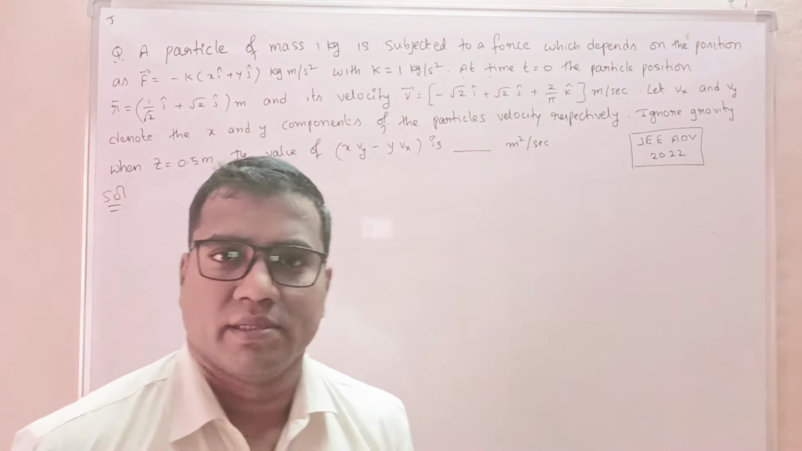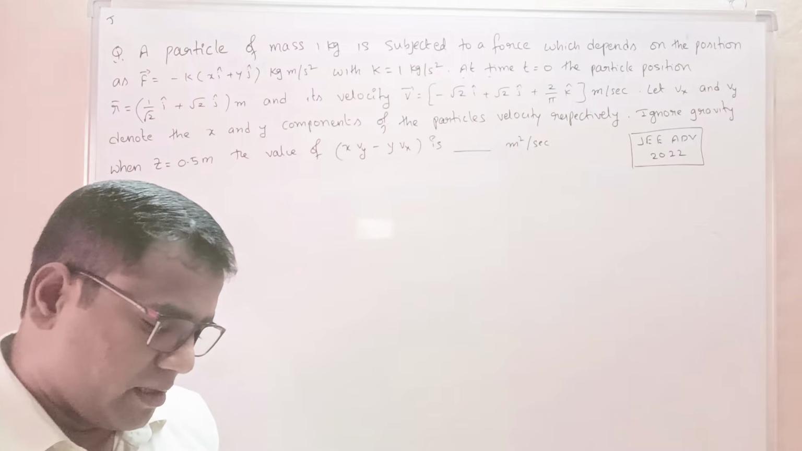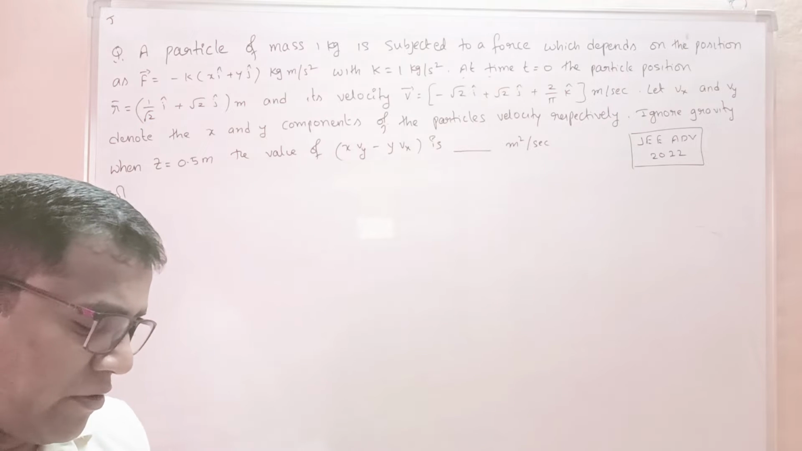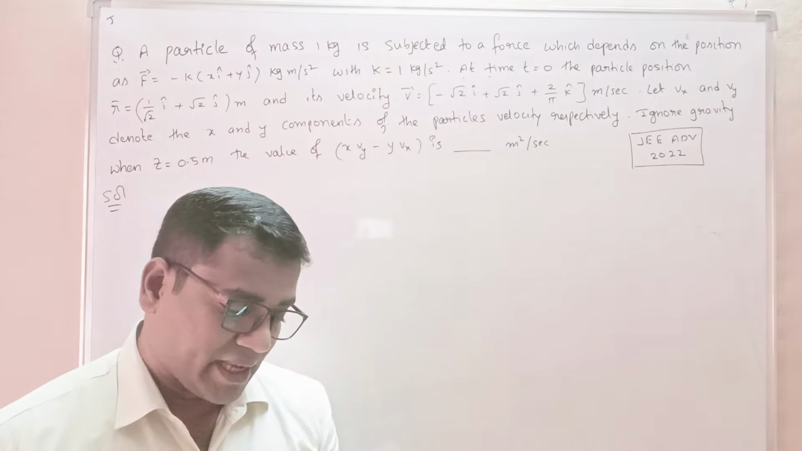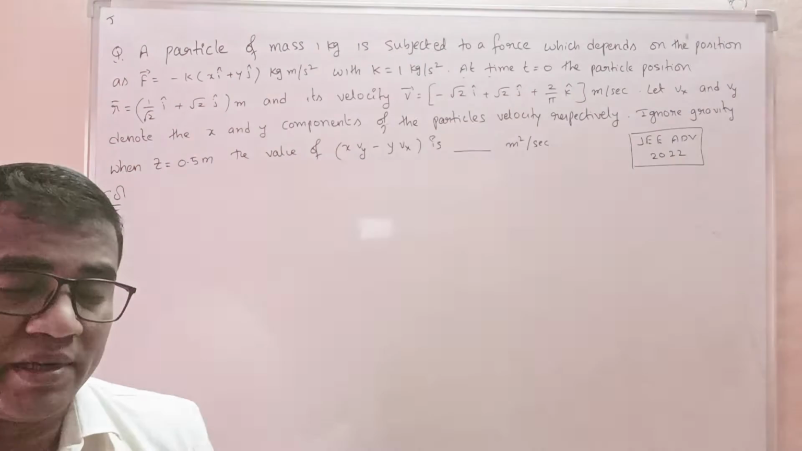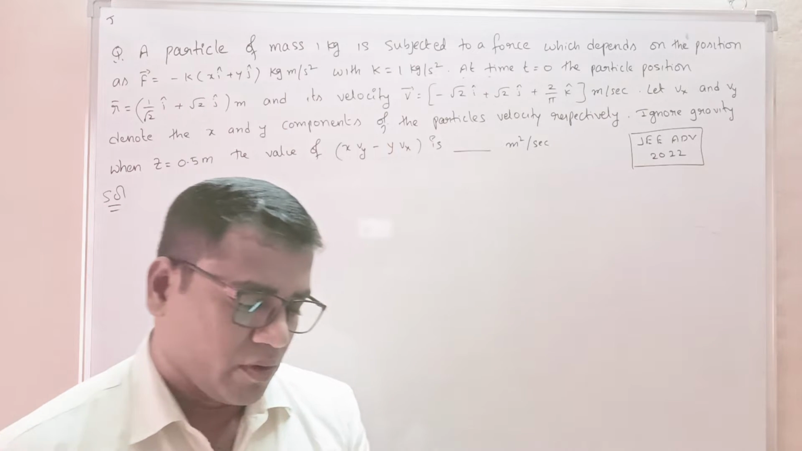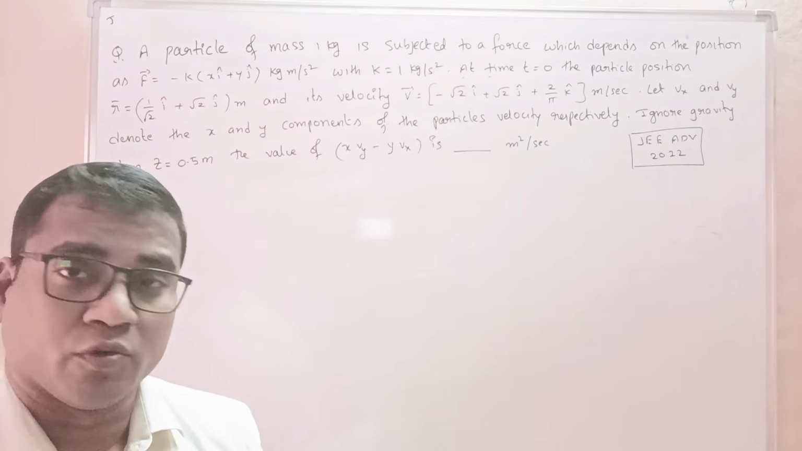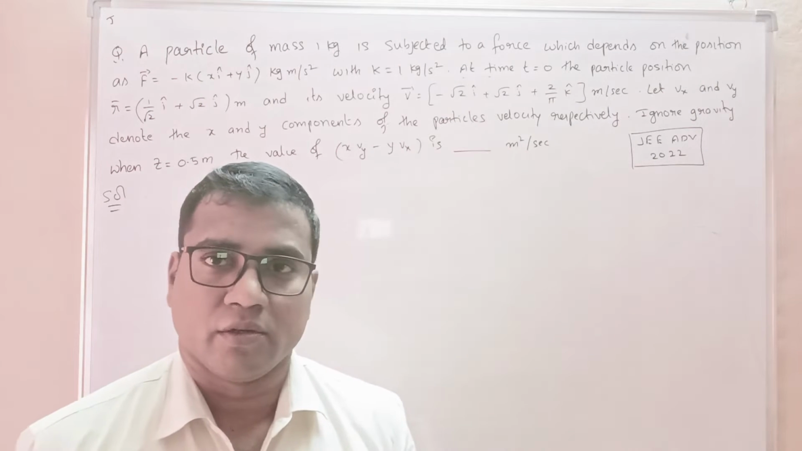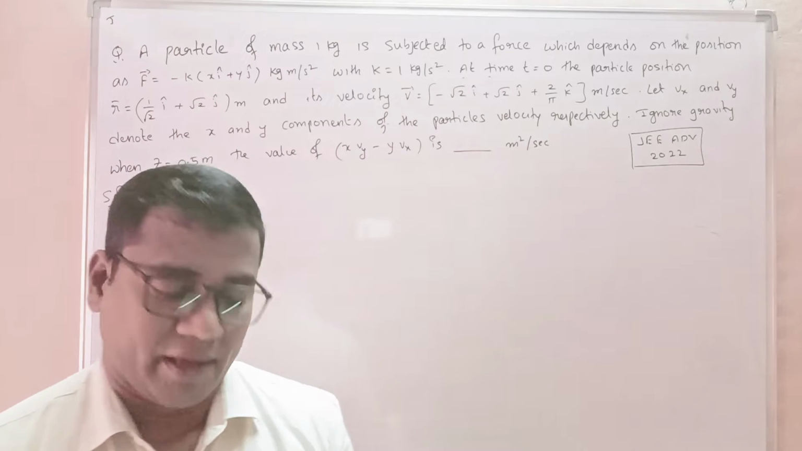Dear students, let's see this question. A particle of mass 1 kg is subjected to a force which depends on the position as F = -k(x i cap + y j cap) with k = 1. At time t = 0, the particle position r bar = 1/√2 i cap + √2 j cap and its velocity v = -√2 i cap + √2 j cap + 2/π k cap.